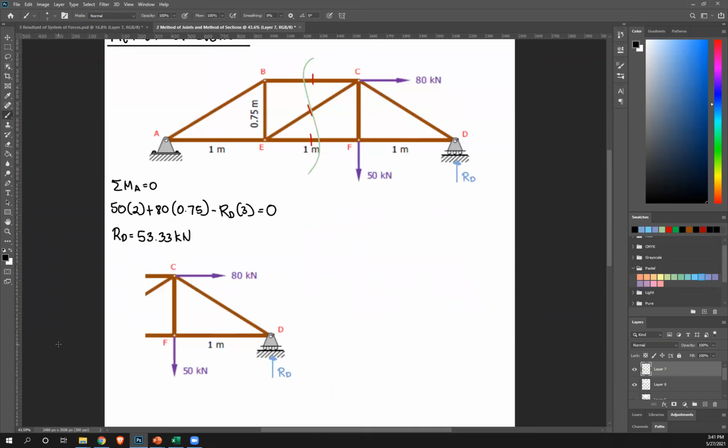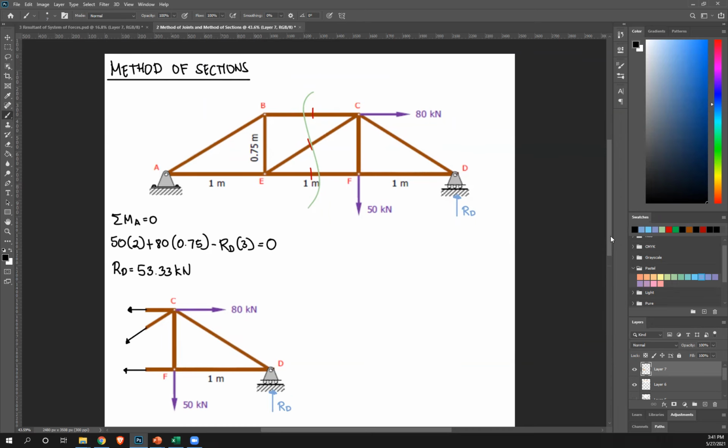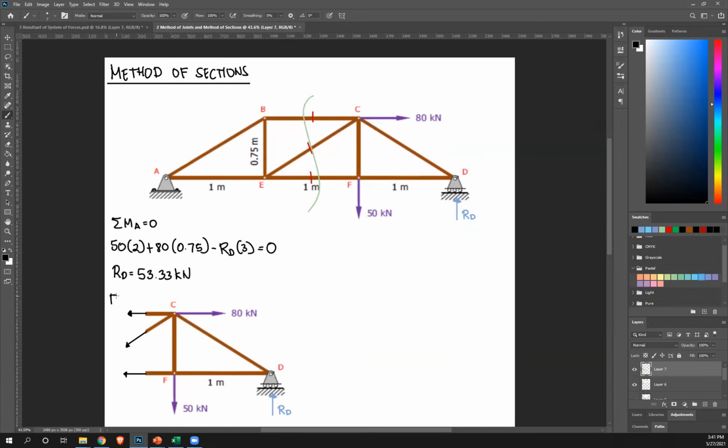I don't know how your previous professors did it, but for me, whenever I isolate method of sections, I like to assume all forces to be in tension. That's just more convenient for me. We can do it another way, that's fine. Okay, so this is force in member BC. This is force in member CE. And then this is EF.